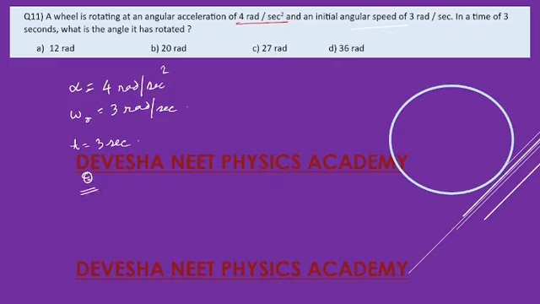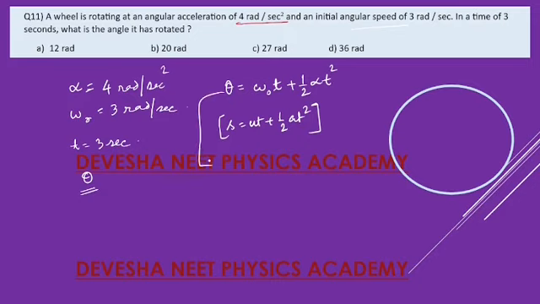This is a very straightforward application of a formula. If you go to the concept, we have a formula: theta is equal to omega t plus half alpha t square. It's analogous to linear motion, you know that, right? S is equal to ut plus half a t square, analogous to linear motion.